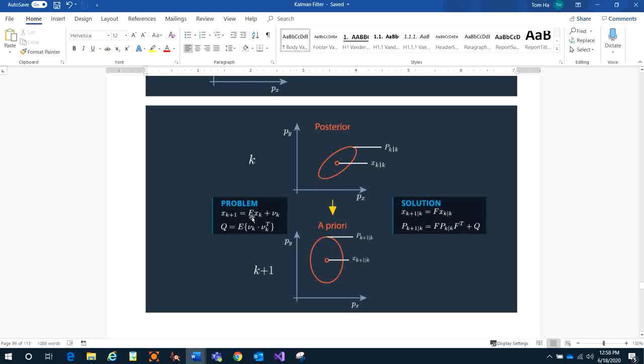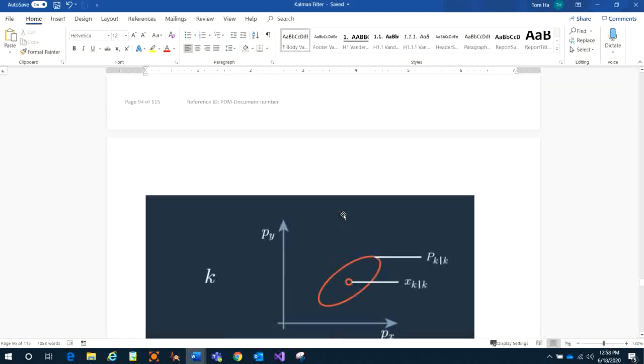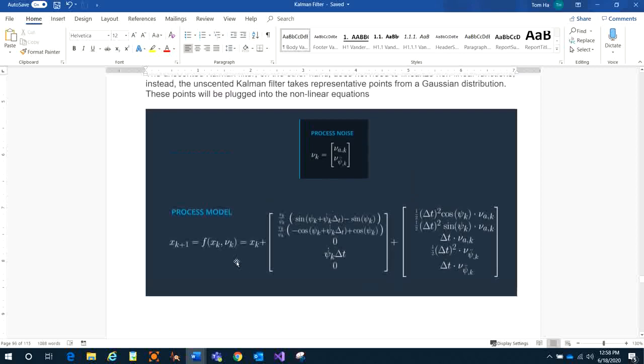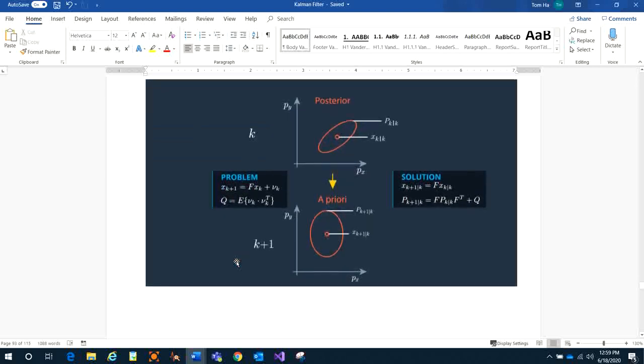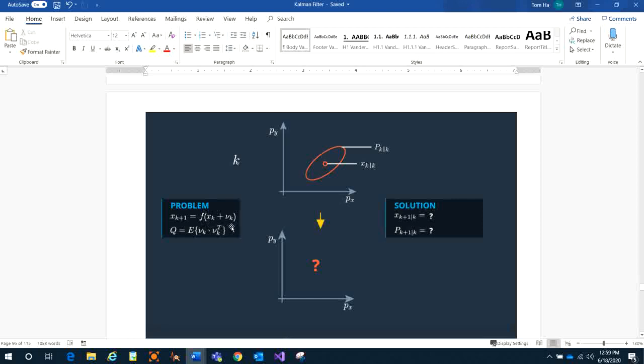If we have a linear function right here, we can apply the standard Kalman filter with S and Q. Q is the covariance matrix of the process noise. If the function is linear, we can apply the Kalman filter to easily estimate the state variable at time tk plus 1. But our problem is that our model is not linear, it's nonlinear. The function f right here is a nonlinear function. So how do we get the Gaussian distribution at time tk plus 1 and apply the Kalman filter? That's the question.